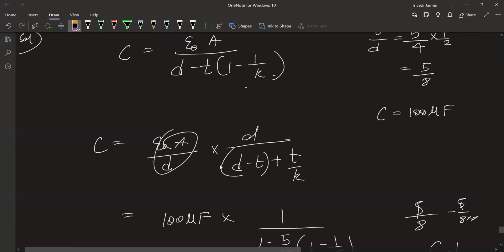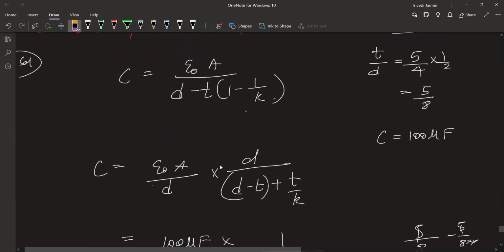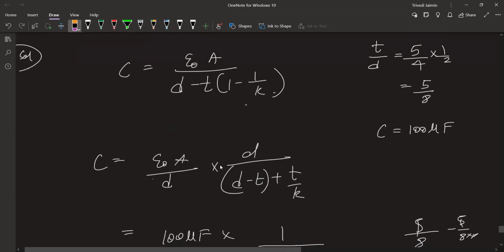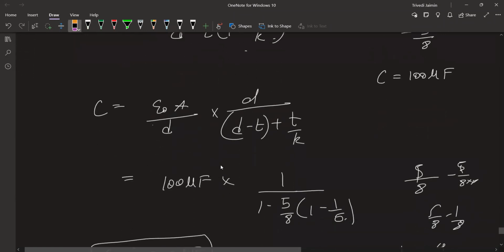Sir, in the second step, that 100 down one, sir, down. So how I got 100? That's your question, right? No, sir. I'm saying 1 by 1 minus 5 by 8. Then again, you wrote 1 minus 1 by 6 or 1 by 5. That is, sir, 1 by 5. It should be 1 by 5 only.